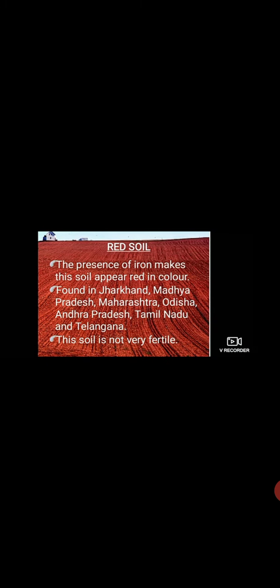Then we have red soil. Why is this soil red? Because of the presence of iron. The presence of iron makes the soil appear red in color. This type of soil is found in Jharkhand, Madhya Pradesh, Maharashtra, Odisha, Andhra Pradesh, Tamil Nadu and Telangana. This soil is not very fertile, so the farmers need to use fertilizers in order to grow crops like pulses and millets in this type of soil.